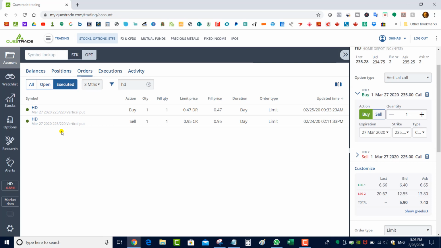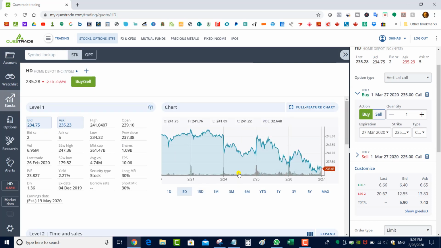My risk is the difference between the spread. So 225 minus 220 is 5, and then $5 minus the credit that I already received. So $5 minus 95 cents is $4.05. So $4.05 is the max that I could lose in this trade. But that only occurs if by March 27, Home Depot is trading below 220. So if you look at the chart here, Home Depot is trading around 240s. So for me to win, I just need Home Depot to stay above 225 come March 27.